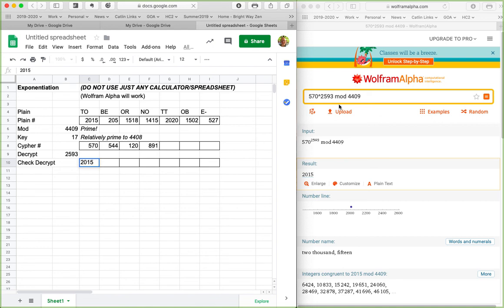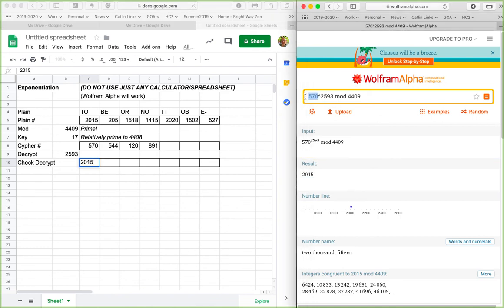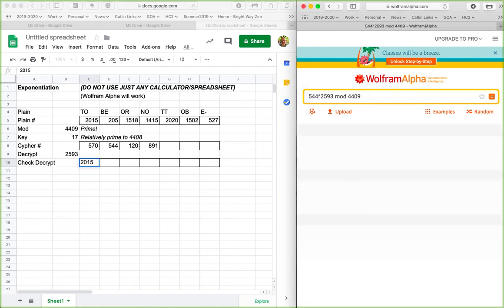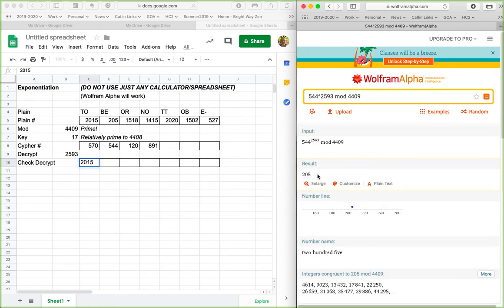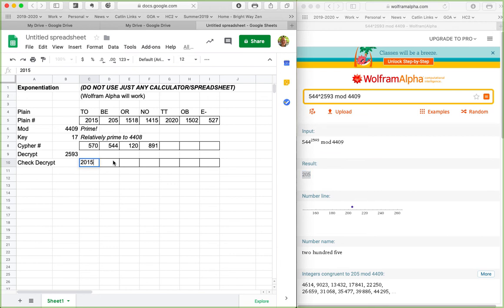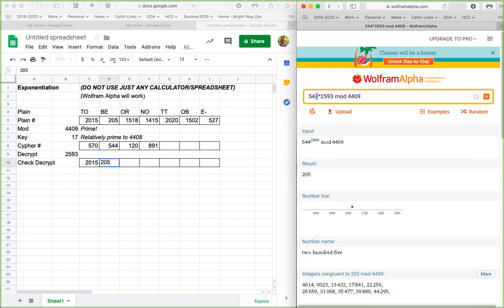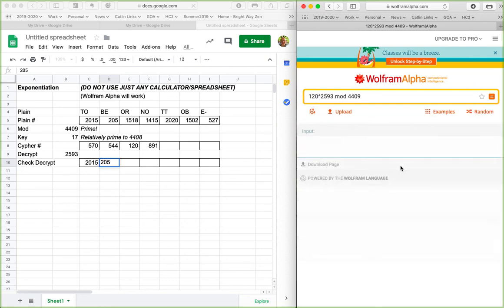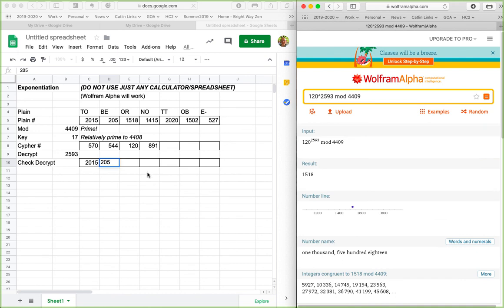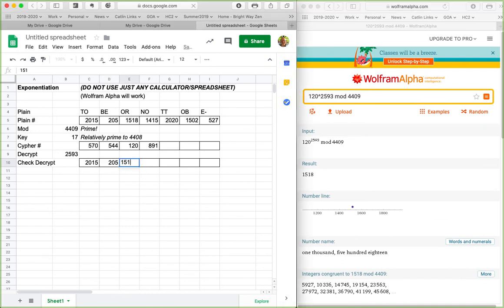And again, I'll check one more time. So I'm going to try 544 now. And hopefully I'll get my 205 back. And there's my 205. Okay, why not? One more, just to make sure. Plug in my 120, hit enter, and there's my 1518.